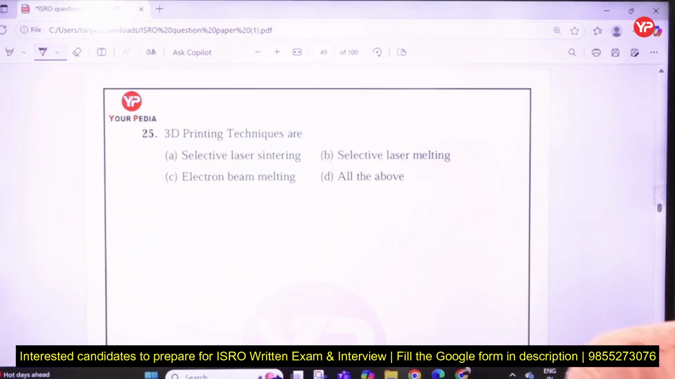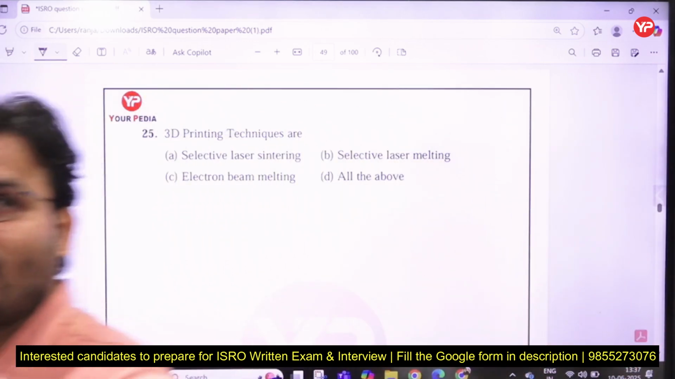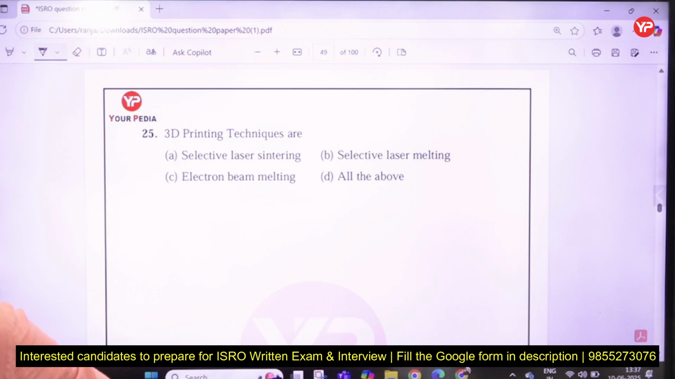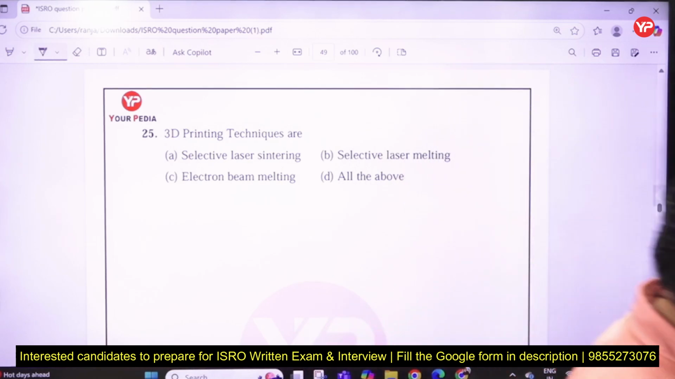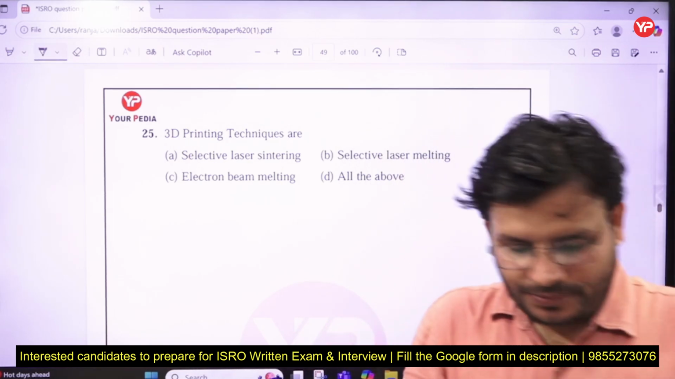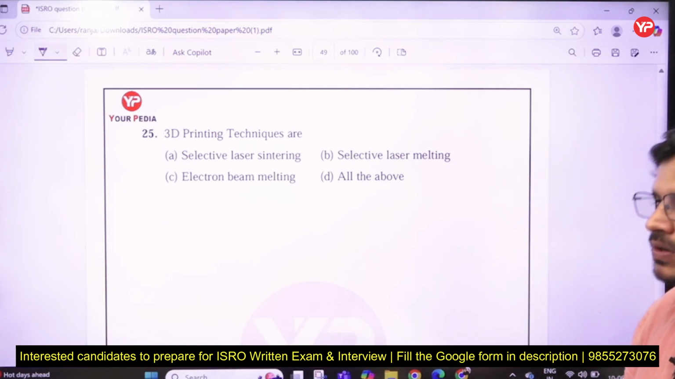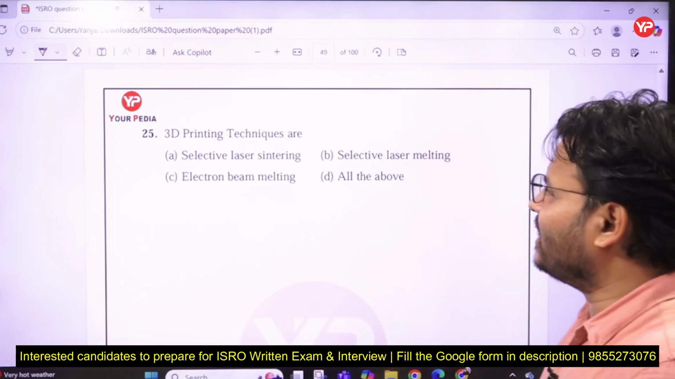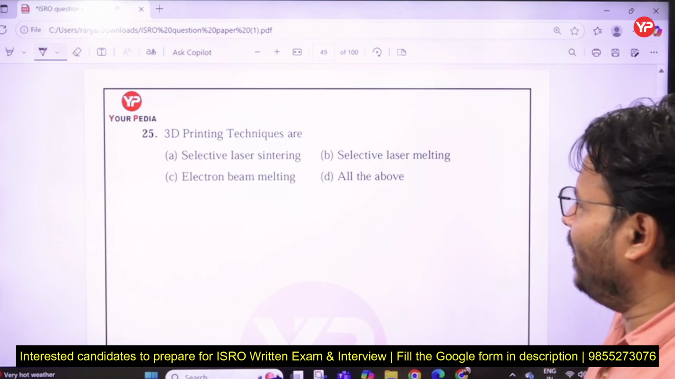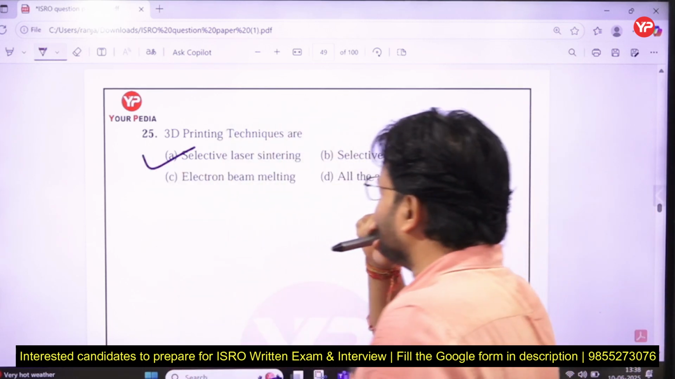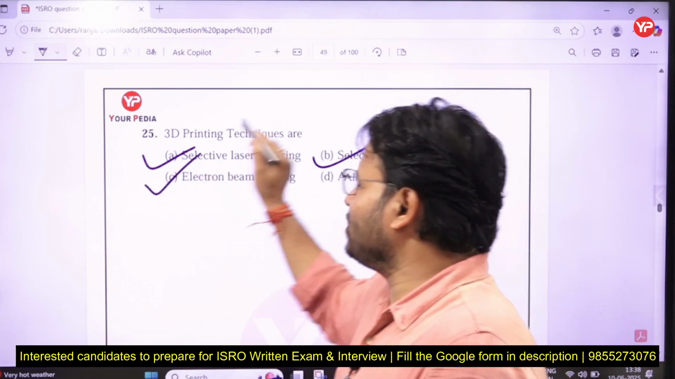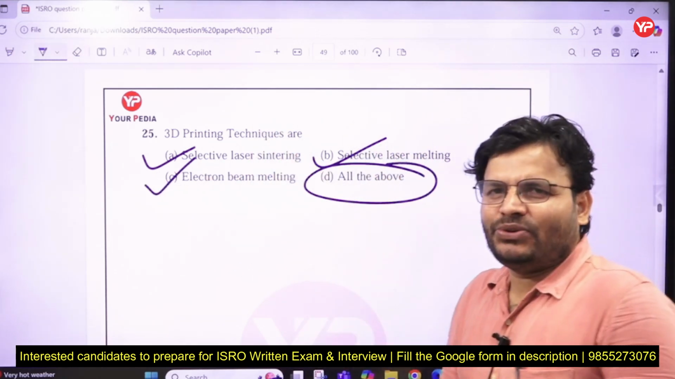Which 3D printing techniques are used? What will that be? Just one second. Right, 3D printing techniques are selective laser sintering, selective laser melting, electron beam melting, all of the above. 3D printing basically includes all of these: selective laser sintering, selective laser melting, and electron beam melting are all considered. So the correct answer will be D, all of the above.